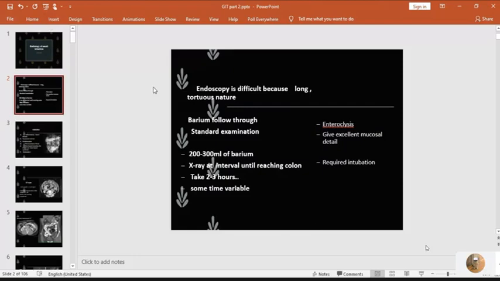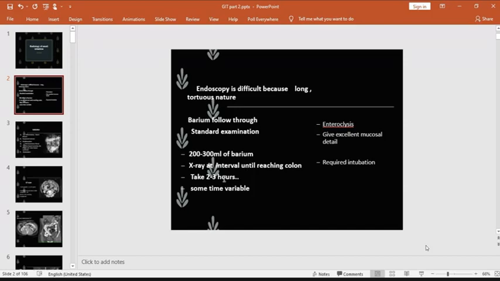Today we talk about the small intestine and large intestine. As you know, endoscopy we cannot use in the small intestine because of its long and tortuous nature. So the barium follow through is considered the standard examination. We need 100 ml of the barium and then imaging at intervals until the barium reaches the colon.